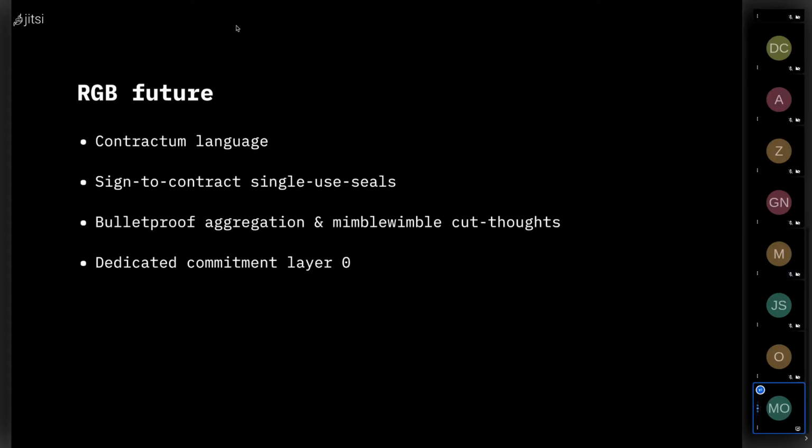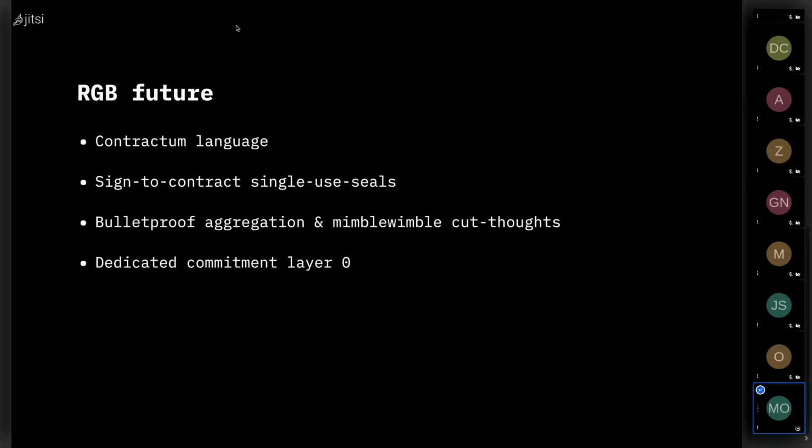do a contracting language, which will allow you to write custom RGB smart contracts with very advanced functionality, which will be probably required for options and futures. And the second version of RGB, coming after several years of the first version, will probably contain a switch from pay to contract to sign to contract single-use seals.